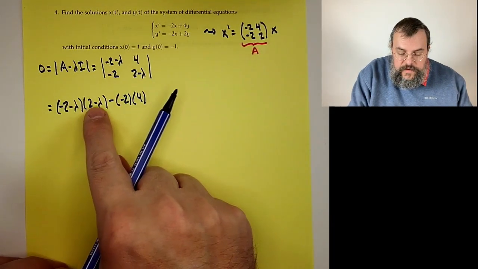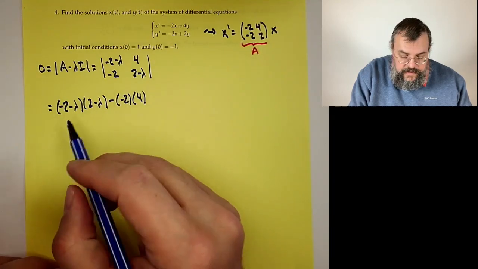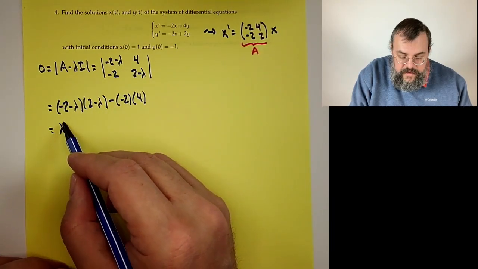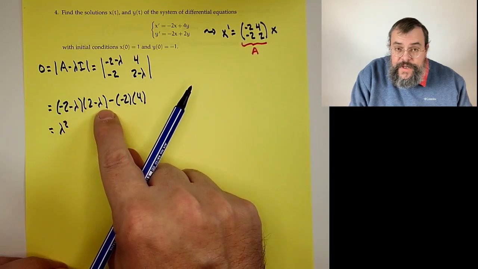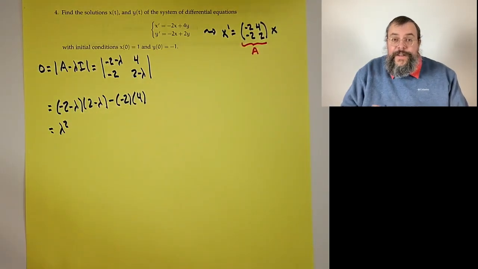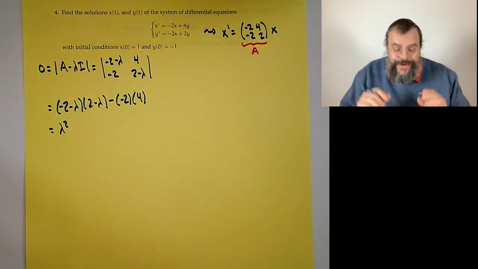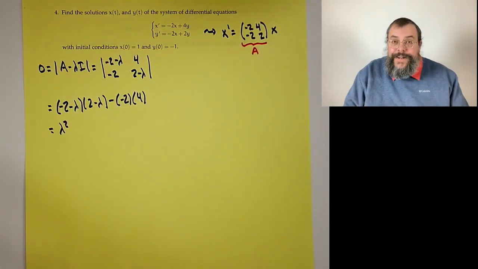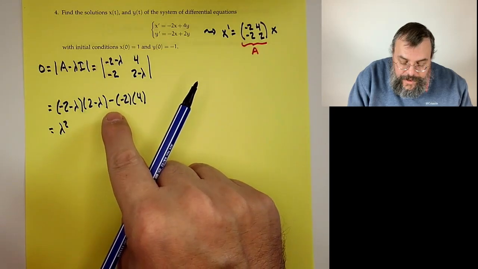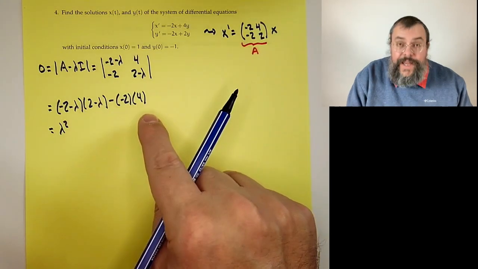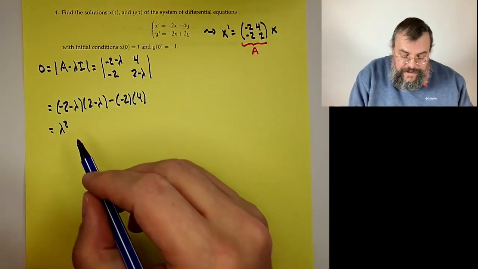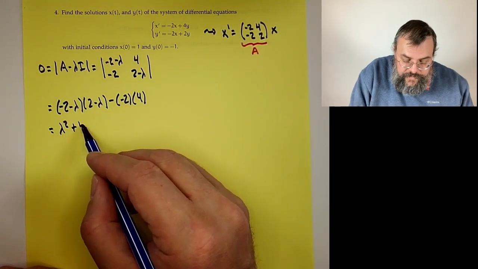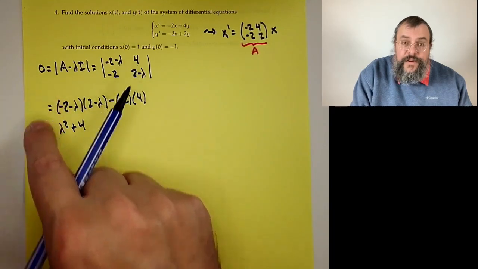minus 2 minus lambda times 2 minus lambda, subtract negative 2 times 4. And if we do this carefully, we get lambda squared. Nice. And let's see, we got a plus 2 lambda and a minus 2 lambda. They cancel. And a minus 4, right? And here, plus 8, right? Minus minus makes plus. Minus 4 plus 8 makes plus 4. Now remember, that equals 0.